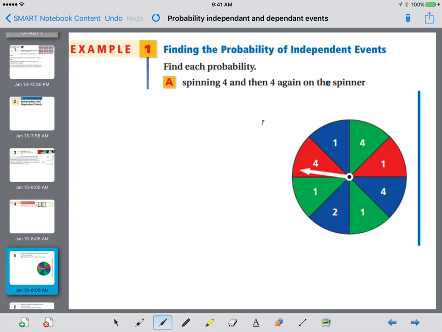So for example, it says find the probability of spinning a 4 on the first spin, then a 4 again on the spinner on the second spin. Well, there are 8 spaces here. There are 1, 2, 3 4s on the spinner. So the probability of spinning a 4, we'll call that event A. It's going to happen first. It would be 3 out of 8.